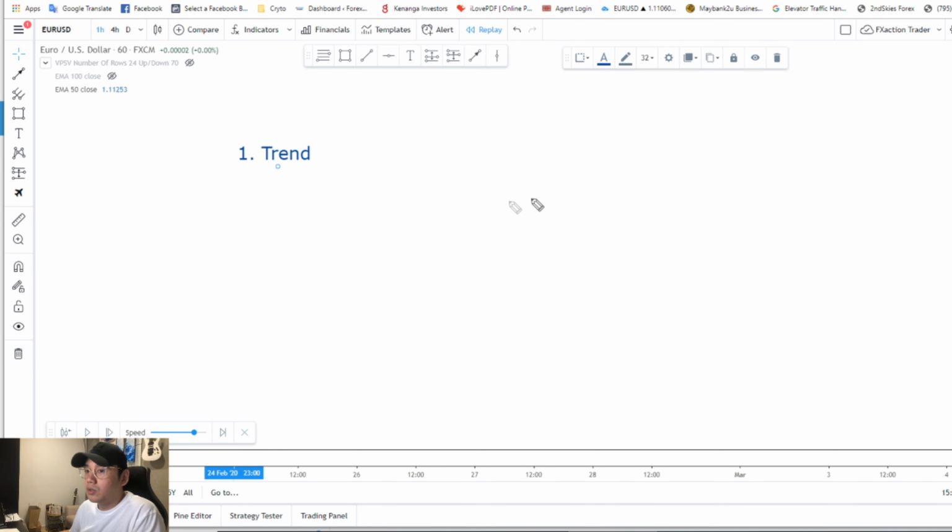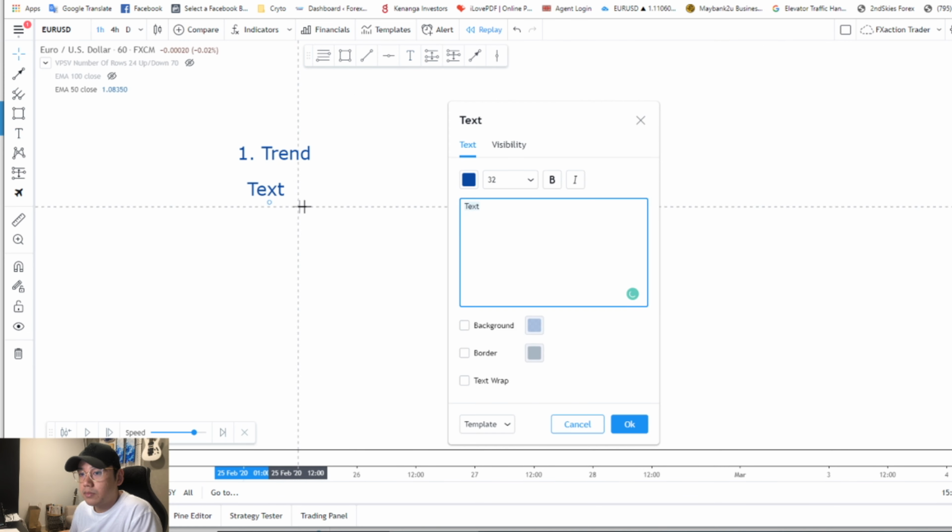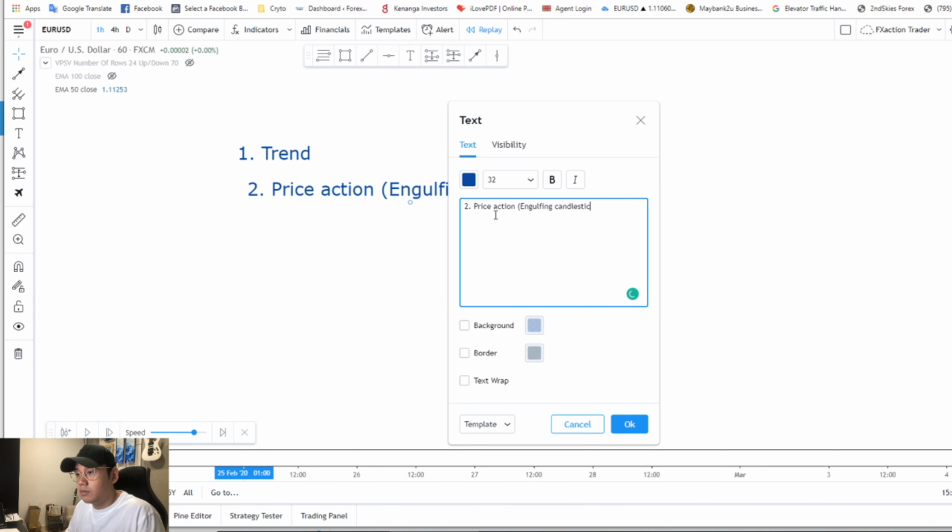Okay, so the next thing that we are going to discuss is price action. Here we are going to talk about candlesticks, and I'm going to use the engulfing candlestick and also the pin bar.